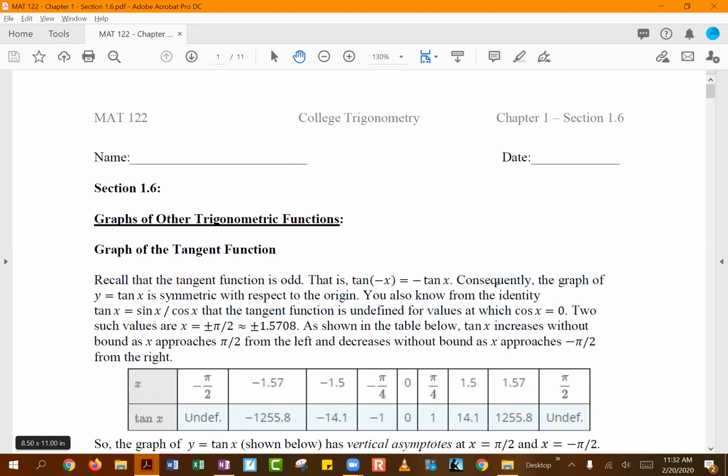Okay, so we're starting out with the tangent function. Again, remember, the tangent function is an odd function. So the idea is if you put a negative x value in, that's basically going to make your whole function a negative tangent x function. So just like the sine function, tangent is also an odd function.